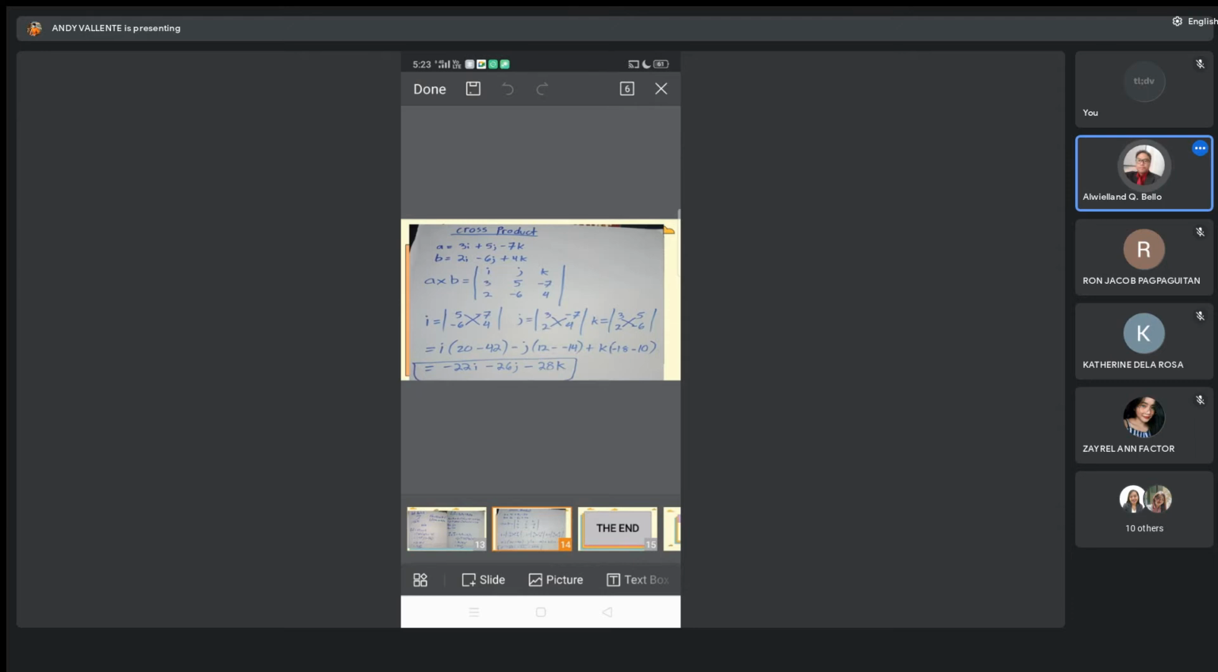Okay, so I want you to check this one, practisan ninyo ni, i-repeat ninyo ni, in such a way nga makuha ninyo ang final answer nga negative 22i minus 26j minus 28k. Now, these are all in arbitrary units. This could be in meters, this could be in kilometers per hour. Depende na siya sa application ani, no?